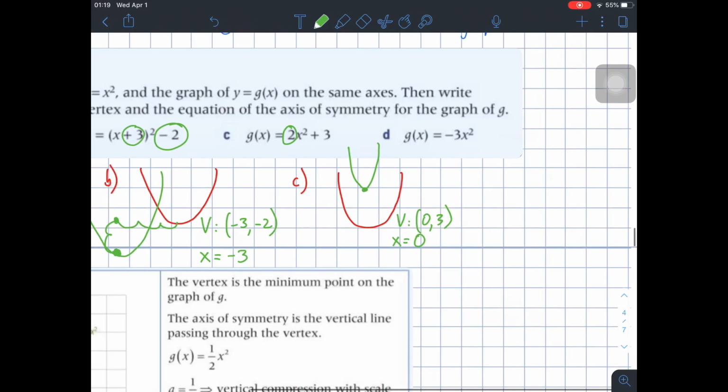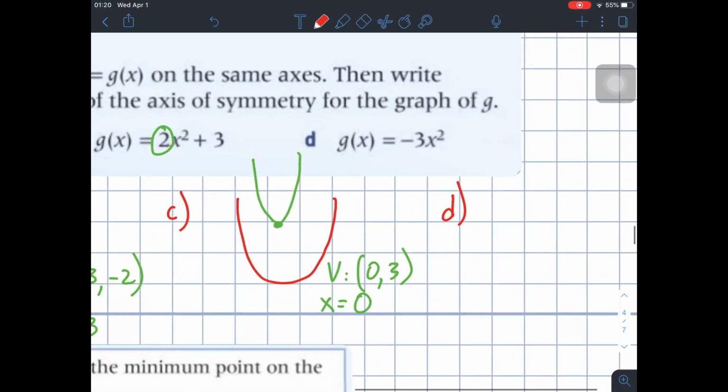Okay, finally, for part D. It says g of x equals negative 3x squared. Okay, so the first thing I see is that there is no value of h and there is no value of k, right? So there's no vertical nor horizontal translation. That means that the vertex remains at the same coordinates, right? It will be 0, 0 again.